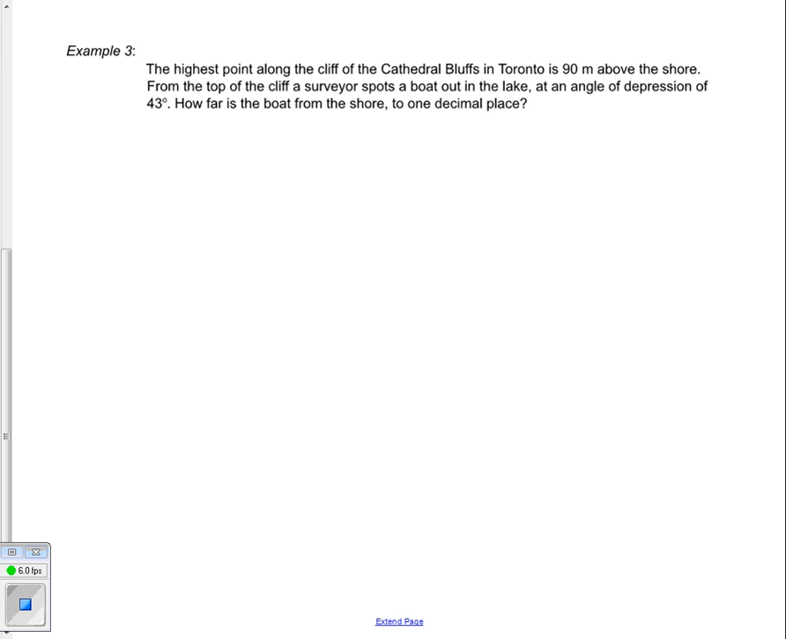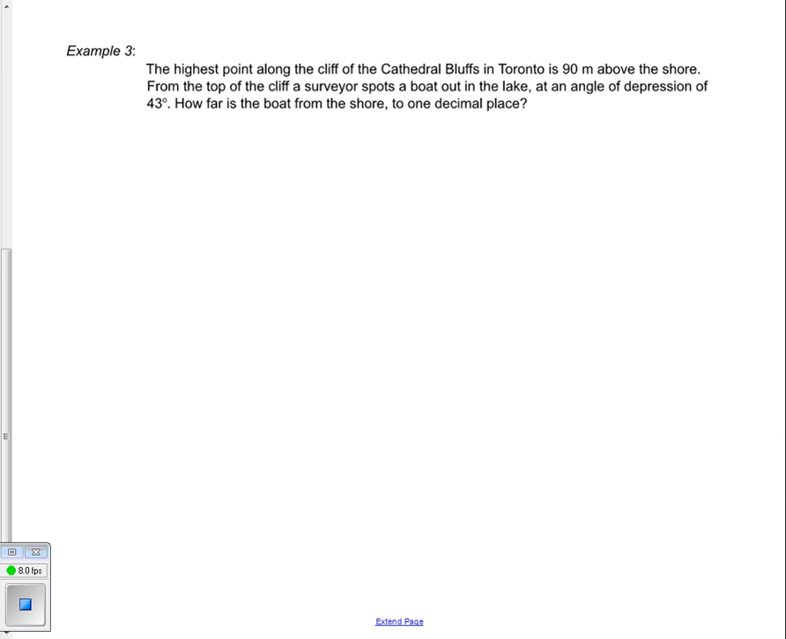We're going to look now at an angle of depression question. In this particular example, it tells us the highest point along the cliff of the Scarborough Bluffs in Toronto is 90 meters above the shore. From the top of the cliff, a surveyor spots a boat in the lake at an angle of depression of 43 degrees. So how far is the boat from the shore to 1 decimal place?